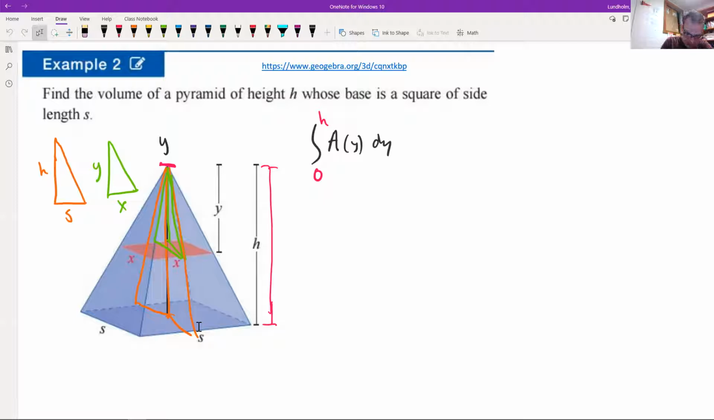Okay. The relationship we have here is h over s is equal to y over x. That's proportion. And what we want to do is solve for x. So let's cross multiply real quick and get h times x equals sy, then divide by h and get sy over h. Yikes. Okay.